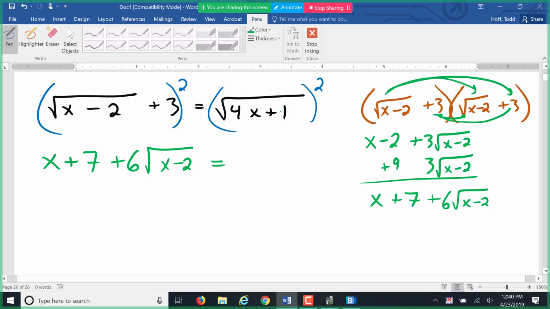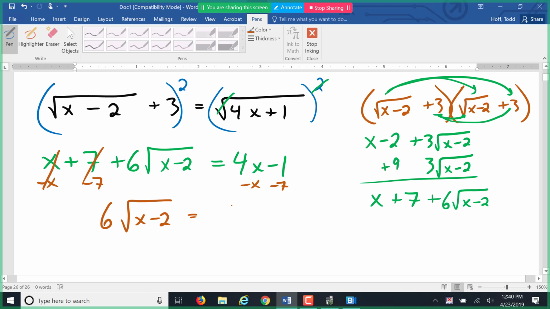Equals, of course, the square root and the squared cancel out here to give us 4x minus 1. Well, now once again we need to isolate the radical here, so we're going to do that. We're going to subtract x and subtract 7. So we've got 6 times the square root of x minus 2 equals 4x minus x is 3x. Negative 1 minus 7 is negative 8.